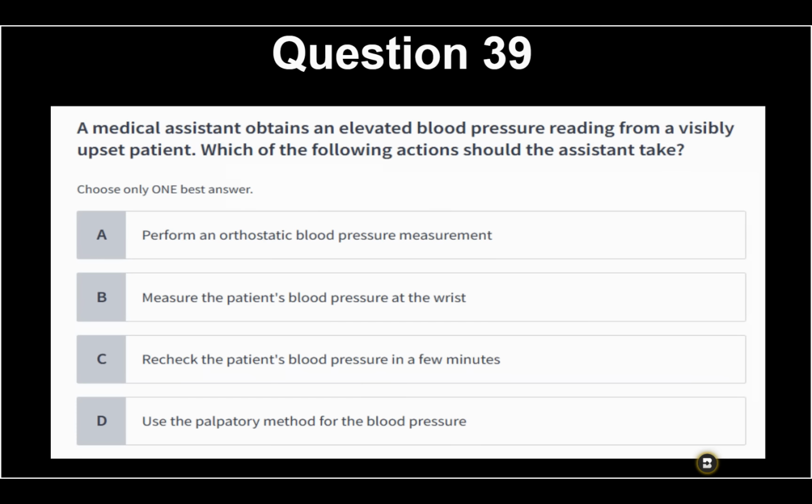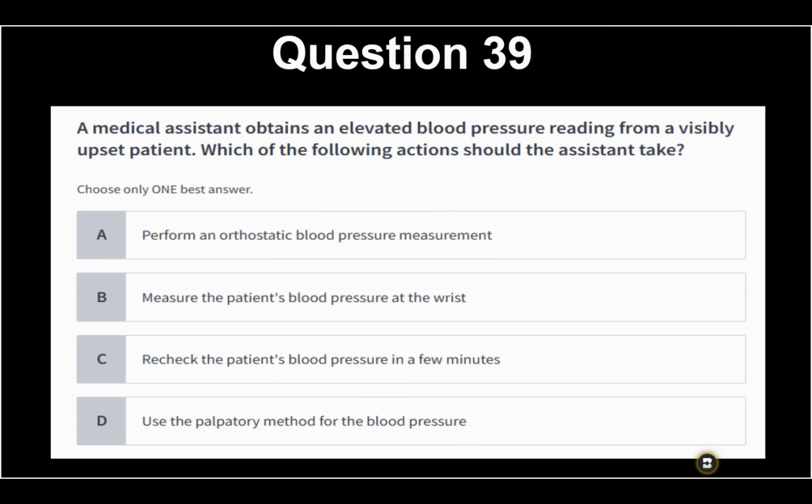When a patient is visibly upset, their blood pressure may temporarily elevate due to their emotional stress. By waiting a few minutes and allowing the patient time to calm down, the medical assistant can obtain a more accurate blood pressure reading that does reflect the patient's typical state.